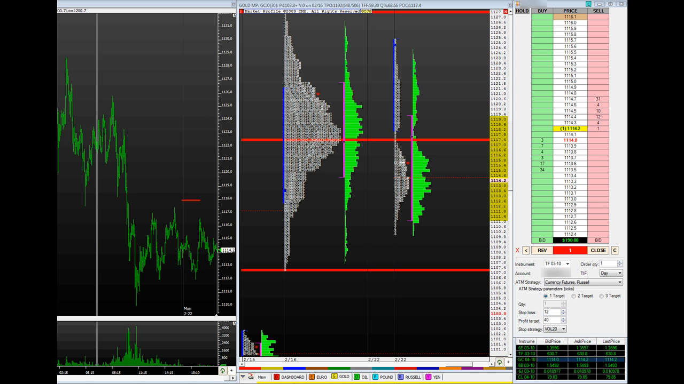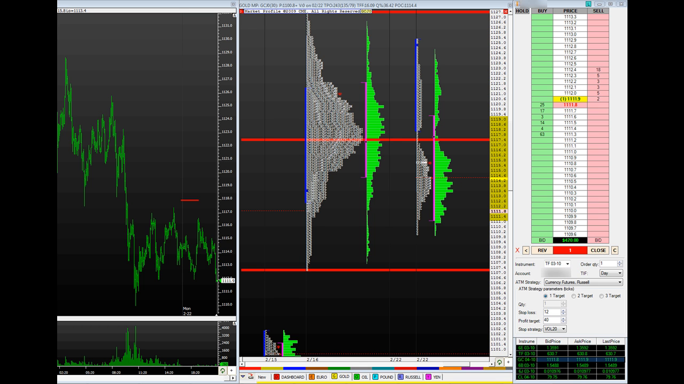And once again, looking at volume, acceleration in volume, falling in price, and we're actually accelerating to the downside right now. So we're going to see if these lows can break here. There's obviously a small buyer over here.